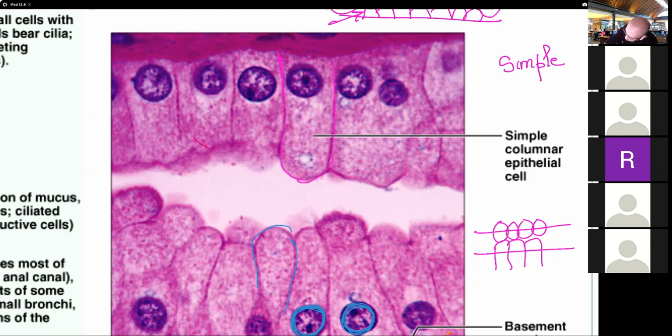What do you think? When you look at the shape of the cells, look at one cell at a time to not get confused. Focus on one cell, look at it, and then move to another cell. Don't just look holistically. All right, so looking here at simple and the shape of the cells, they are tall cells, so this is going to be a simple columnar epithelium.